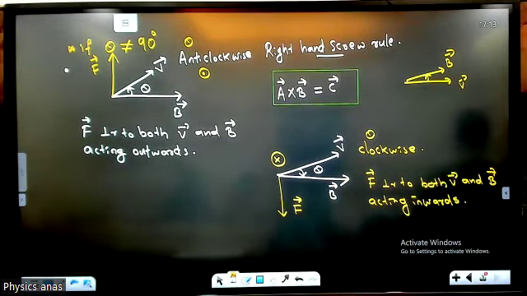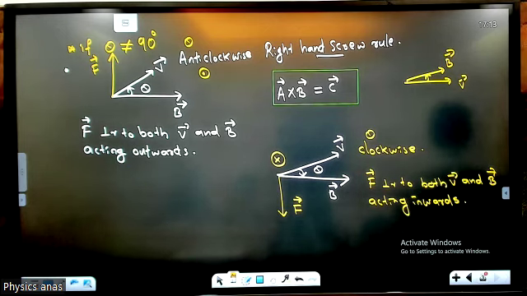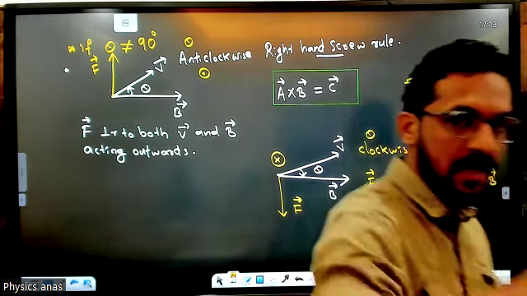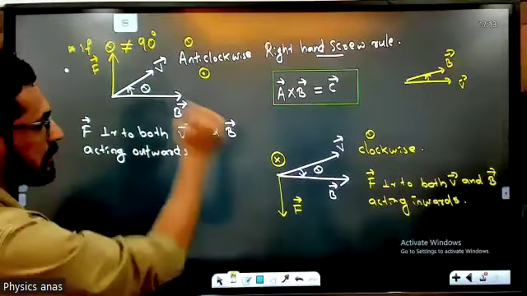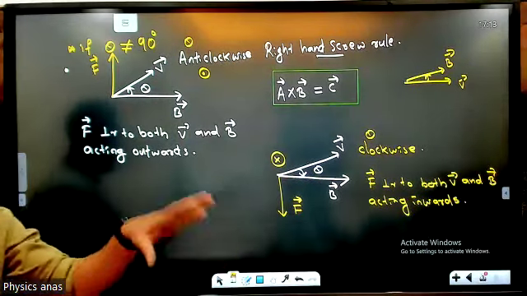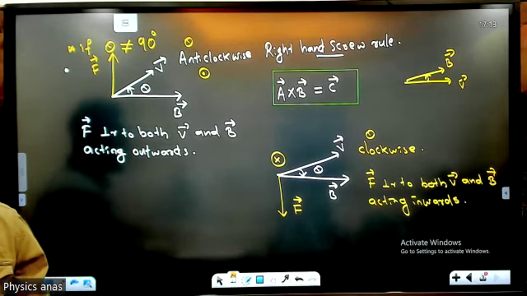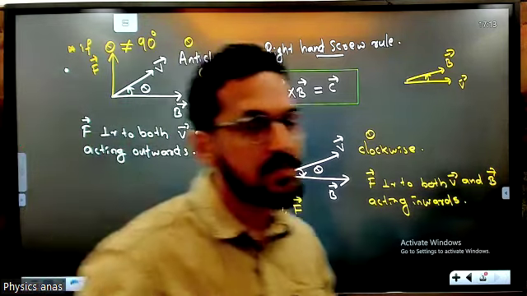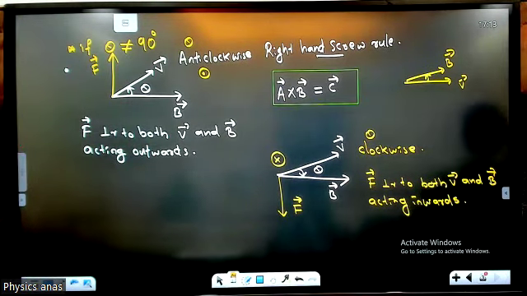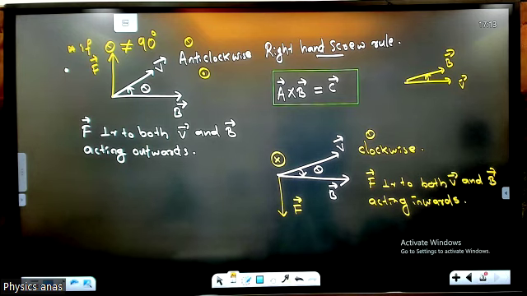Everything will give you the same magnitude, but the direction will be changed. Both V cross B and B cross V will give you the same magnitude, but the direction of the magnetic force will be changed. Did you understand that? You can write.